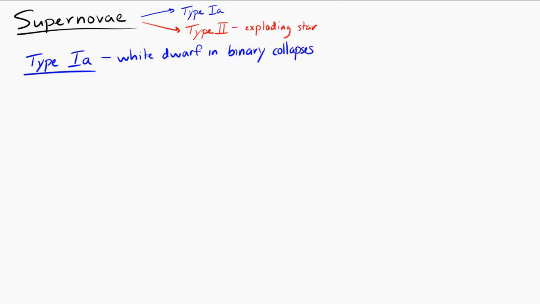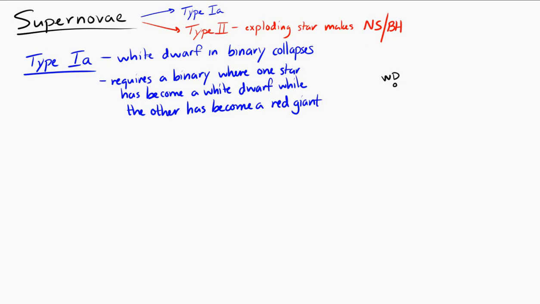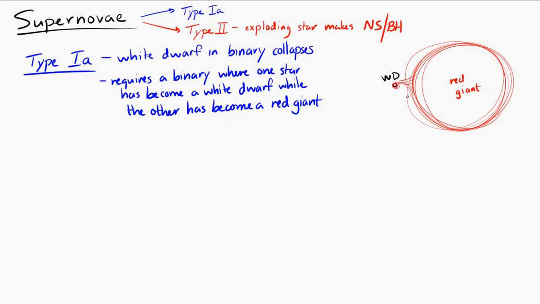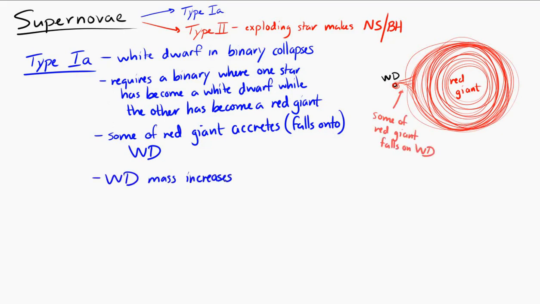So a type 1a supernova requires a binary system, where one star has evolved off of the main sequence and become a white dwarf, and the other one becomes a red giant. The red giant has to become big enough that some of its mass falls, or accretes, onto the white dwarf. So we have a red giant here, a white dwarf here. The red giant has swollen large enough that some of its mass is actually falling onto the white dwarf. So the white dwarf's mass increases as it gobbles up some of the red giant.